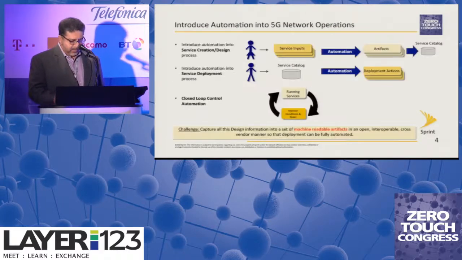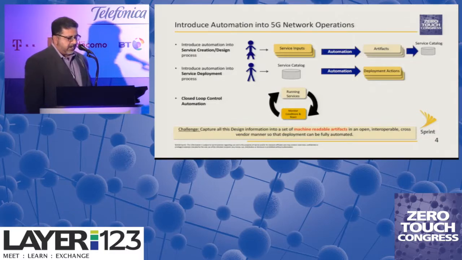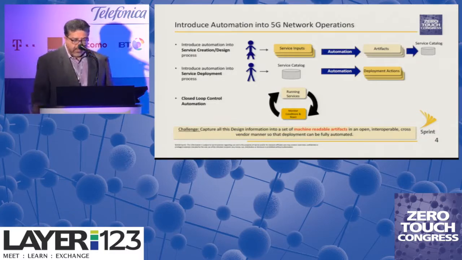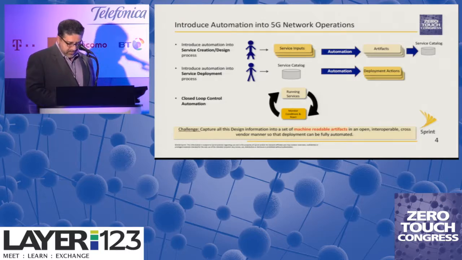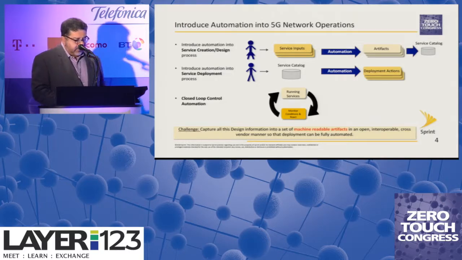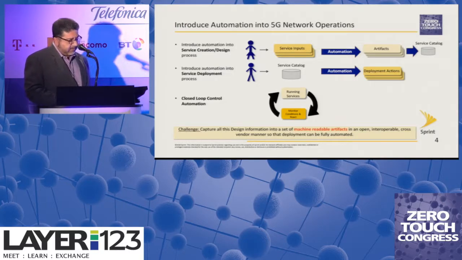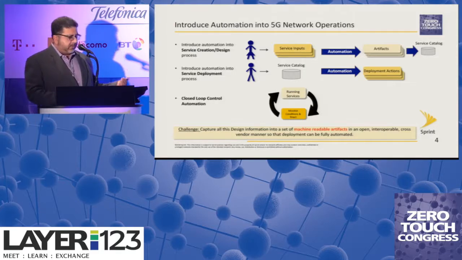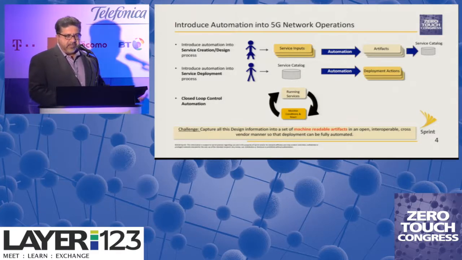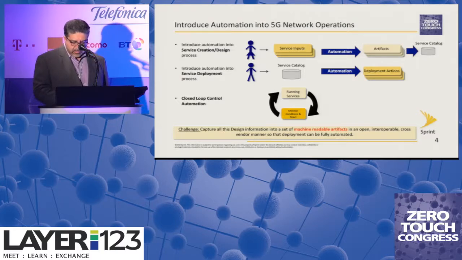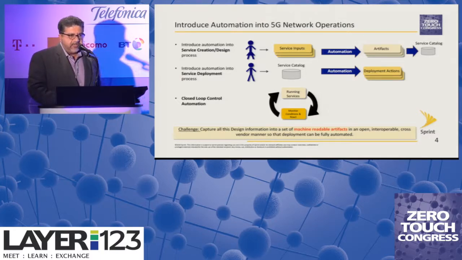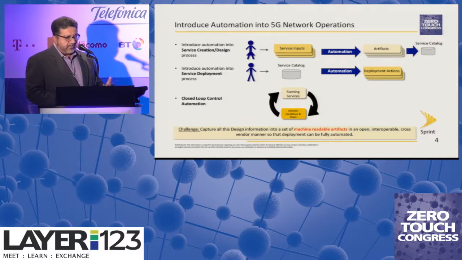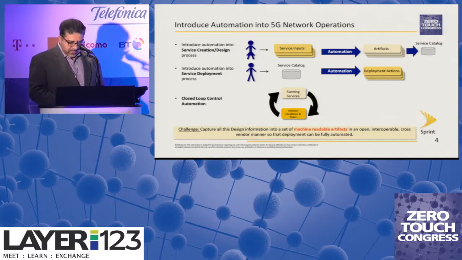Beyond the architecture, of course, for automation, we want to automate our network operations. I don't have a lot of time to go into the details here, but this is a familiar workflow for most people. You have service creation, service deployment, and then once things are deployed, you have closed-loop automation. Basically, operators have to be service agile, so we want to automate these parts as much as we can.